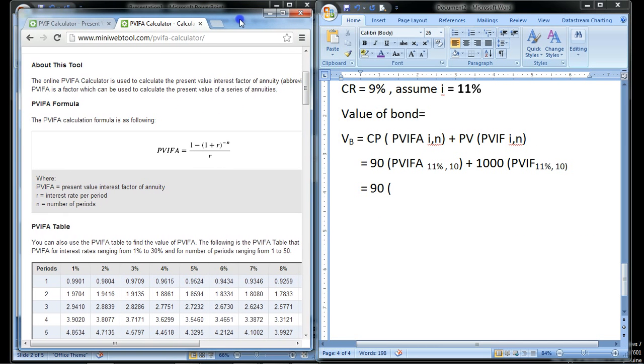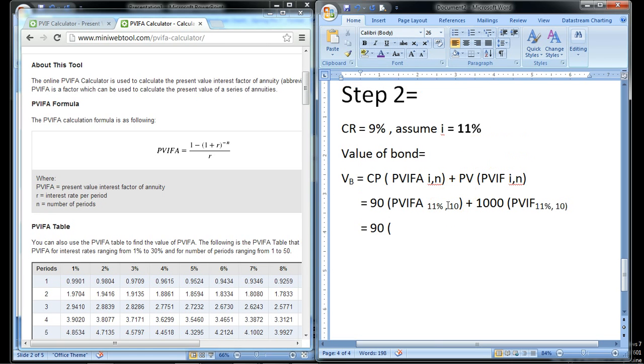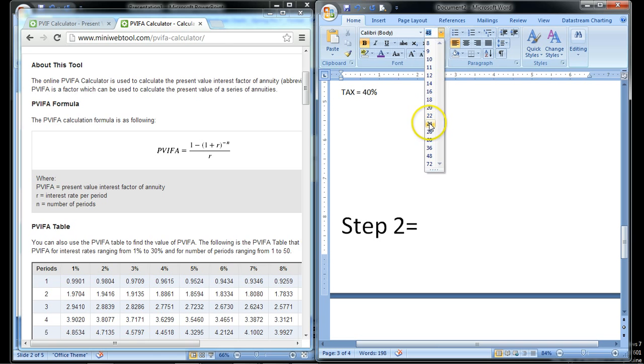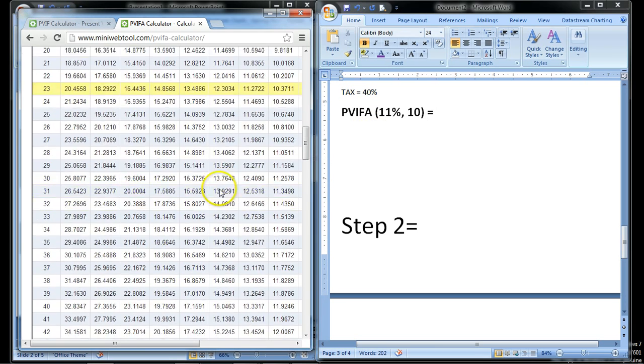Okay, we calculate. My suggestion, better you calculate separately. Do not calculate inside your calculation. Probably you can put it at your information. So how? PVIFA for 11% and 10 years. How to calculate if they do not provide any table? You can find it through the table.